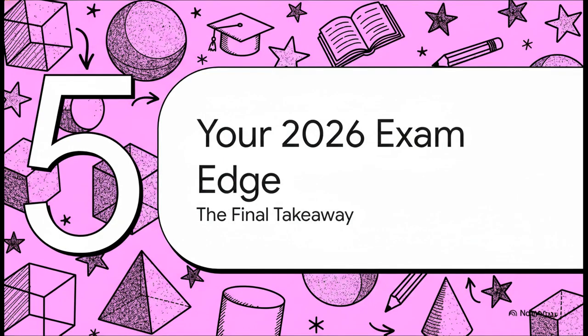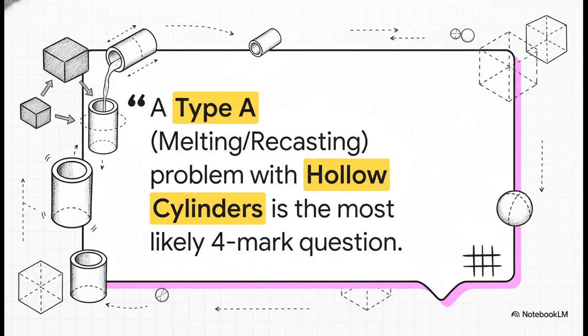Okay, so we've covered the core logic and we've walked through the 3 main question types. Now, for the final takeaway. This is your secret edge for the 2026 exam. Okay, listen up because this is important. Based on the patterns of past papers, here's my prediction for your 4-mark question. It's going to be a type A melting and recasting problem, but with a twist. It's probably going to involve a hollow cylinder. That is your highest probability question, so make sure you practice that one inside and out.